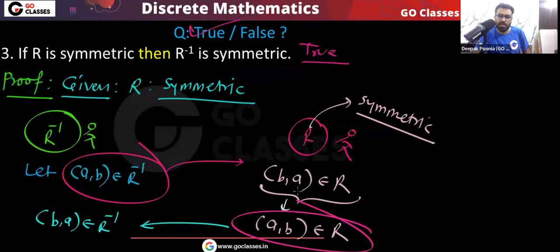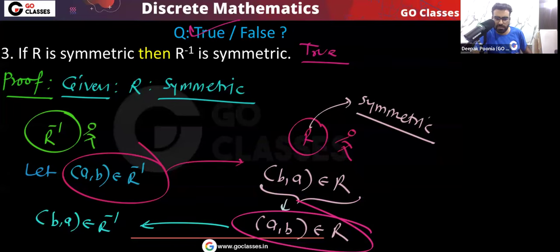Did you understand this proof? This is a very cute proof. The given information is that R is symmetric, and we need to check whether R inverse is symmetric. Start by assuming that AB belongs to R inverse. Then BA belongs to R. R is symmetric, so AB belongs to R. If AB belongs to R, then BA belongs to R inverse. So if AB belongs to R inverse, then BA also belongs to R inverse. So R inverse is symmetric.